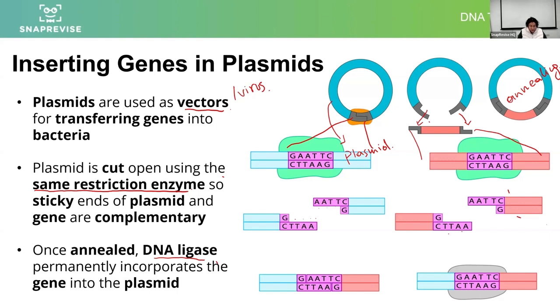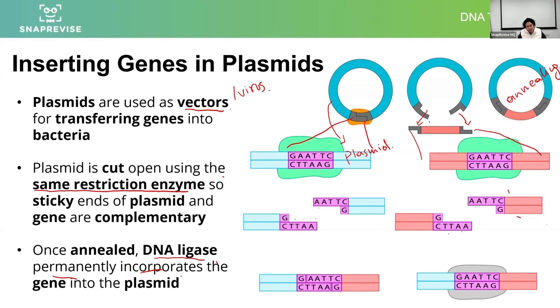Some of you might recall that DNA ligase is an enzyme that was also involved in DNA replication, particularly of the strand that is synthesized in a non-continuous way, in fragments. DNA ligase catalyzes the formation of a phosphodiester bond. So it catalyzes the formation of the sugar phosphate backbone, thereby making two pieces of DNA completely continuous with each other. Permanently incorporates one gene into the plasmid.